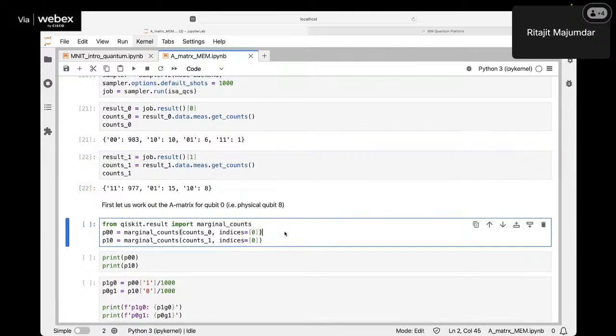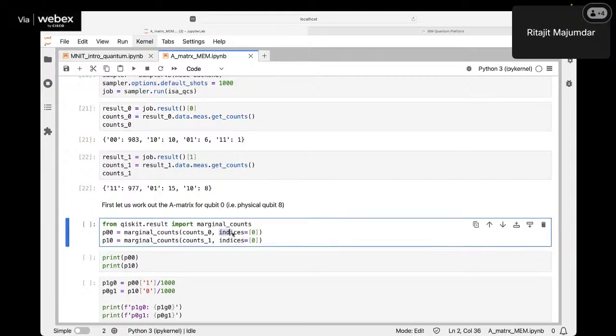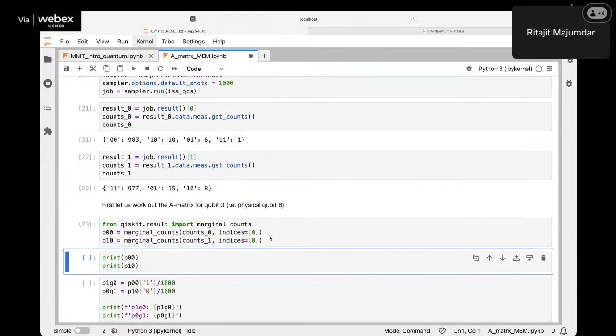So here, qubit 0 actually is the second qubit. I am just calling marginal counts from Qiskit.result. I am passing it count 0, which contains the 2-qubit information, and I am saying that you marginalize over index 0, just as we were calculating. Let's look into that first and then come to P10.